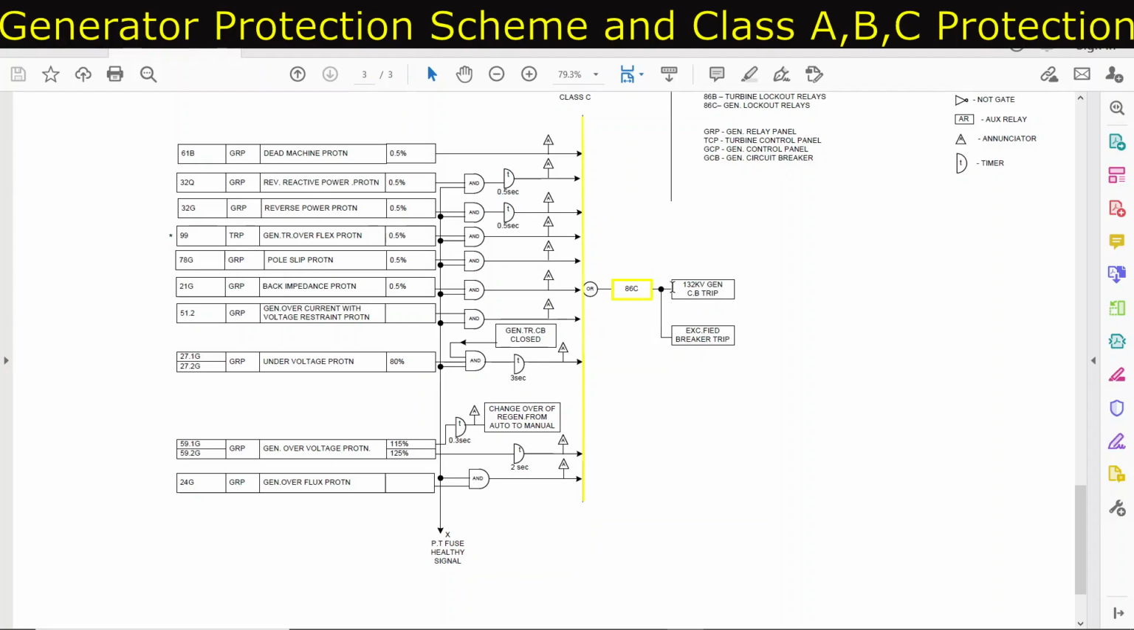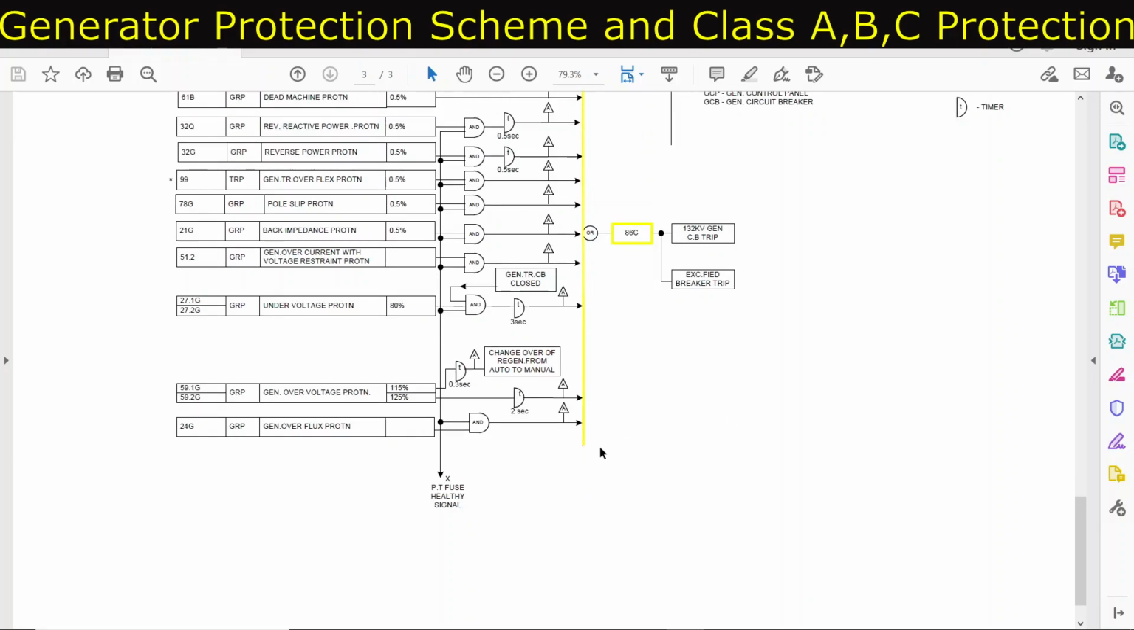If class C protection acts, what happens? The 132 kV generator circuit breaker trips and the excitation field breaker trips. You can see here an AND gate is used, and a timer is also used. There's a delay of 0.5 seconds. Suppose I am discussing this one: if the PT fuse healthy signal is there and reverse reactive protection acts, and both signals are high, then there will be a time delay of 0.5 seconds. After the 0.5 second delay, it will generate a bit, which will act in class C protections.